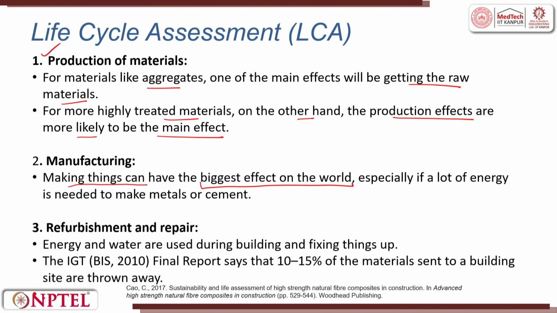Refurbishment and repair, energy and water are used during building and fixing things up. It is not only manufacturing, post-manufacturing refurbishment also happens. So based upon the BIS standards, which is the Indian standards, the final report says that 10 to 15% of the materials sent to a building site are thrown away. Here we are talking about a construction site. Just for an example, they say 10 to 15% of the material goes away. 40% of the food is wasted, whatever is produced. So these are all different streams which I am talking about, but we are majorly focusing on the manufacturing.